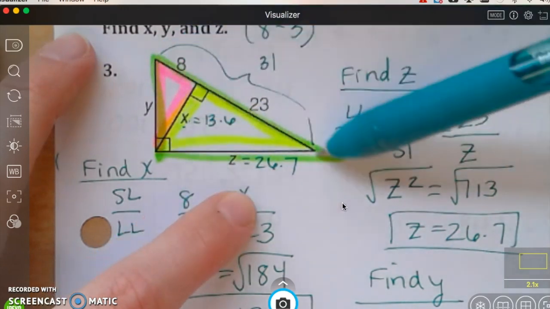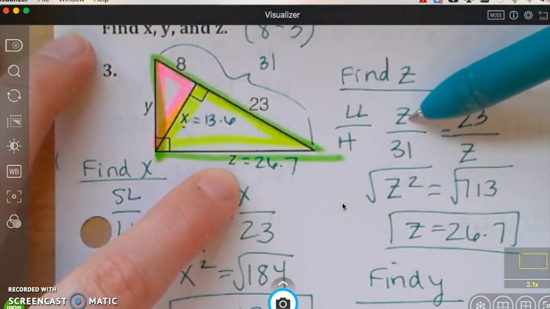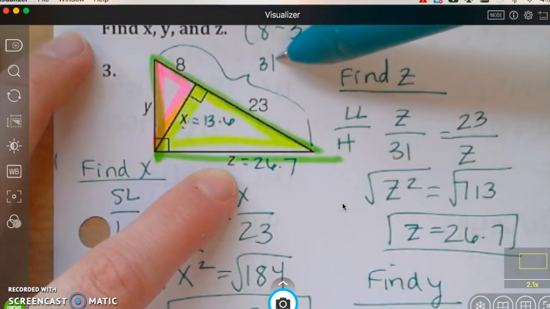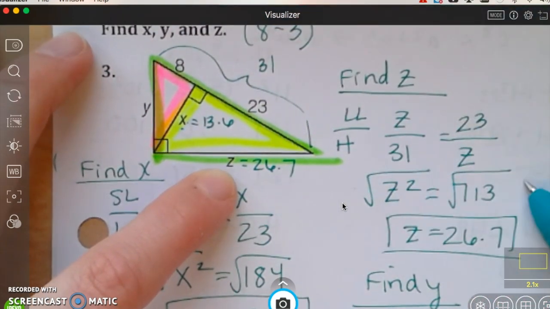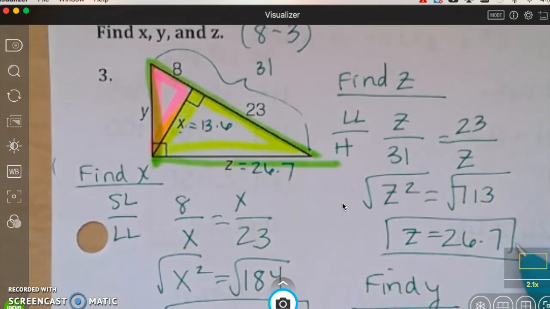The green triangle also uses it, and in my green triangle, z is my long leg, and this full length here of 31 is my hypotenuse. So I'll cross multiply and solve again and get 26.7.